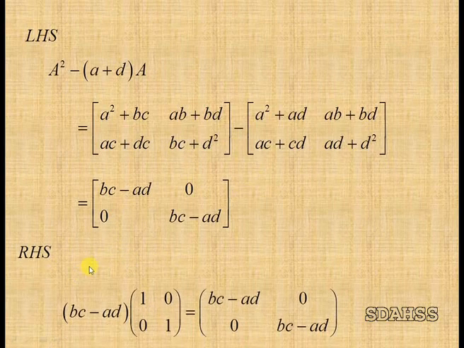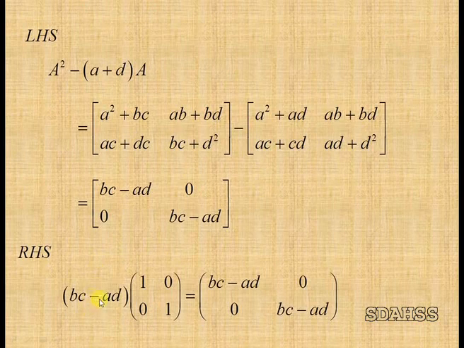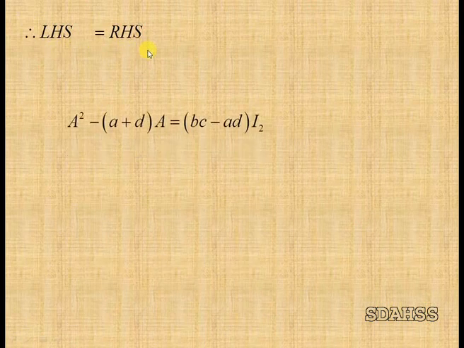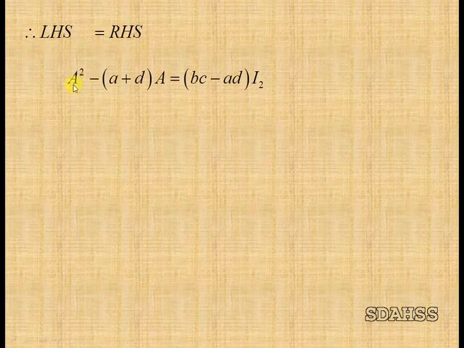Then RHS is (bc minus ad) into [[1, 0],[0, 1]], which is equal to multiplication. RHS is (bc minus ad) I2. I2 means [[1, 0],[0, 1]]. So multiply: bc minus ad, 0, 0, bc minus ad. Therefore LHS equals RHS. From LHS and RHS you have A squared minus (a plus d)A equal to (bc minus ad) I2.